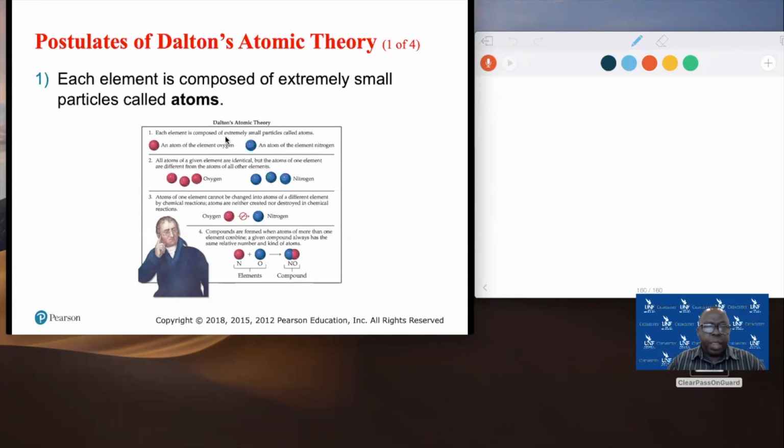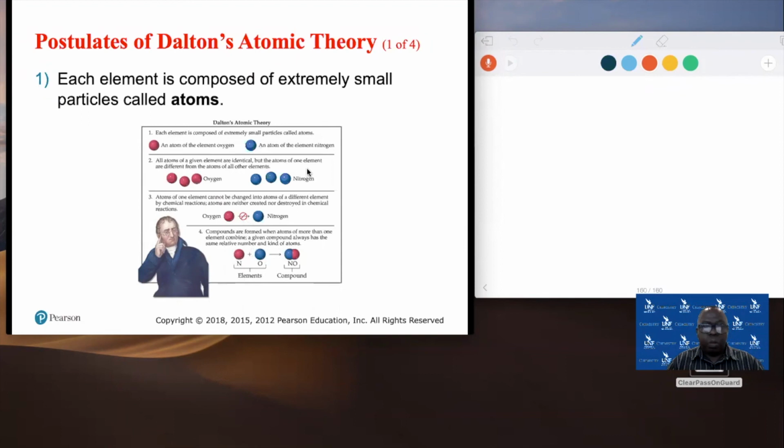So here are the 4 postulates which constitute Dalton's atomic theory. Each element is composed of extremely small particles we call atoms: an atom of oxygen, an atom of potassium, and so forth, all those elements on the periodic table. And they are different from element to element. What do I mean by that? If we have an element, sodium, they are different.